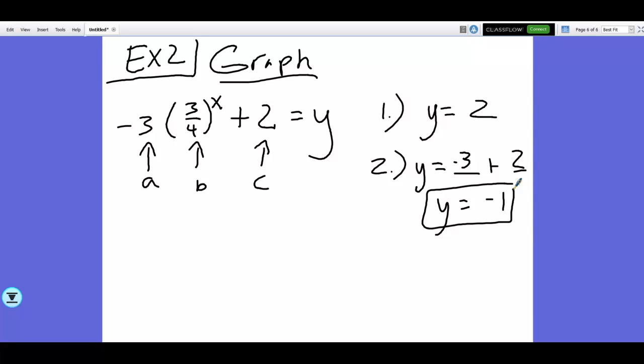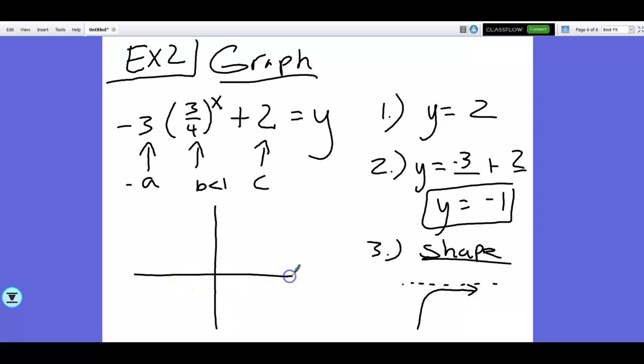All right, last thing, we need to get our shape down, and that part's not any different. My a is negative, and my b is less than 1, right? 3/4 is less than 1. So, shape. Bottom right. Yeah, I think it kind of looks like that. All right. After that, guys, we're ready to graph.